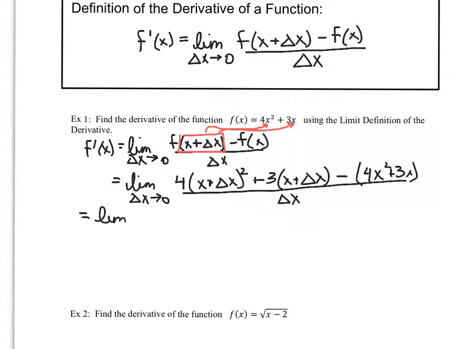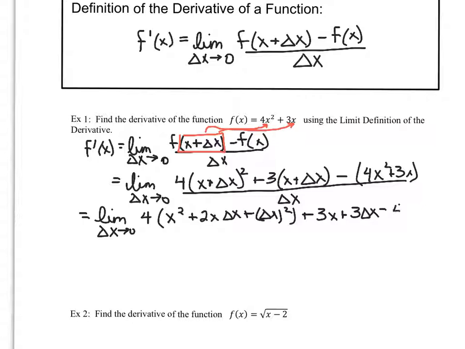So once again, this is the limit as delta x approaches 0. I've got 4, and I'm going to multiply that by the quantity x plus delta x squared. So let's square that quantity, getting x squared plus 2x delta x plus delta x squared. We'll have to distribute the 4 in just a minute. Plus, let's distribute the 3, so we now have 3x plus 3 delta x. And I'm going to distribute the subtraction, so it's minus 4x squared minus 3x all over delta x.